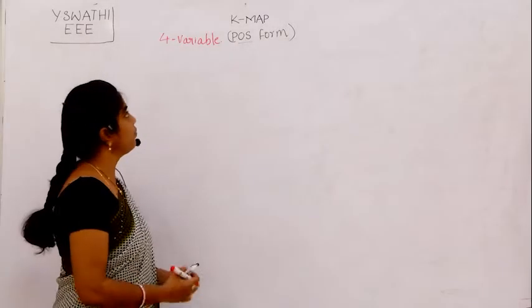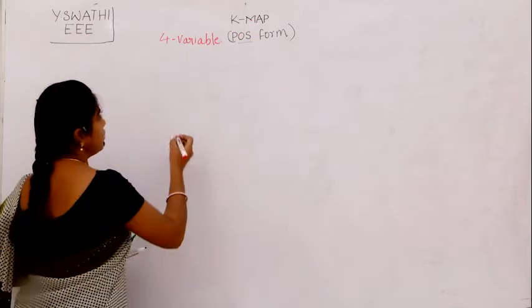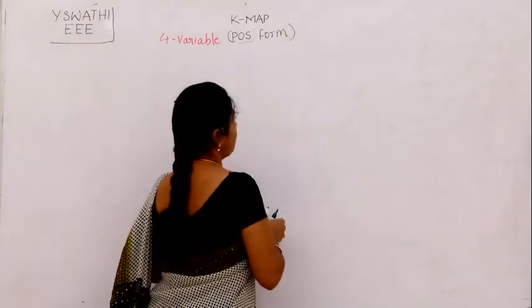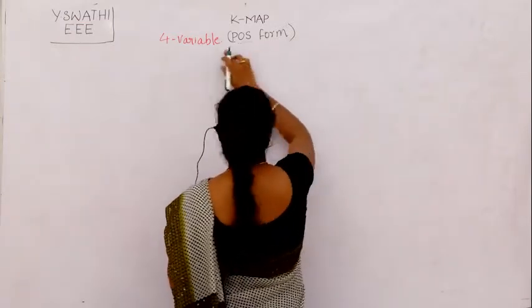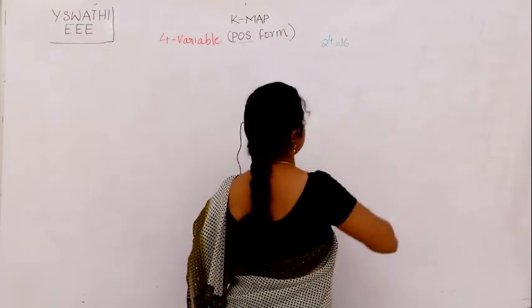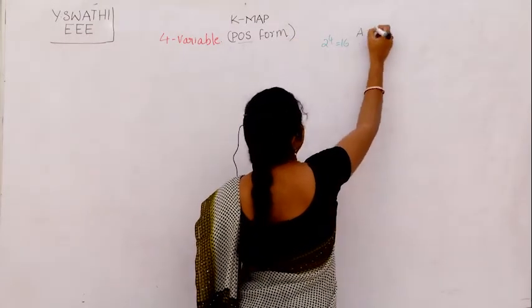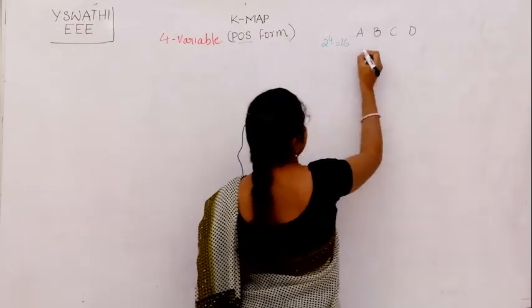The next one is 4 variable K-map representation in POS form. In the POS form, we will first represent it in truth table form. 4 variables means 2 power 4, that is 16 possible combinations. So the given variables, let's take them as A, B, C, D.